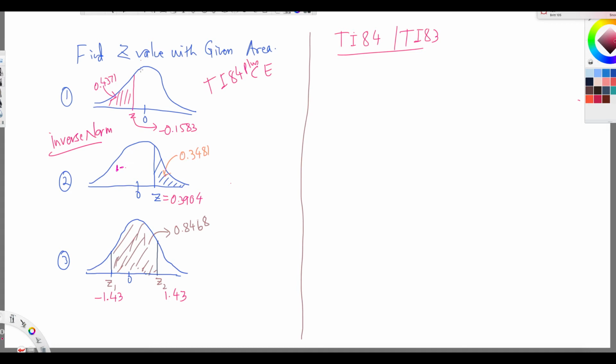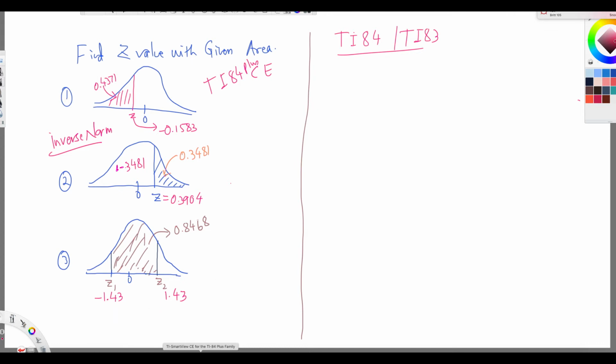0.3481, right? So what you'll do is, to find out G1, you need to find out the area left of G1. To find out G2, you need to find the area left of G2, the total area left of G2. Here, to find out this G, find the total area left of G, that is 0.4371, right? Let us see that, and then you will see.